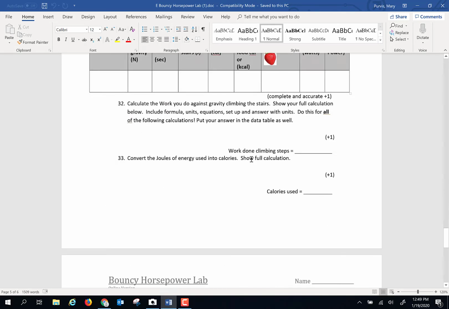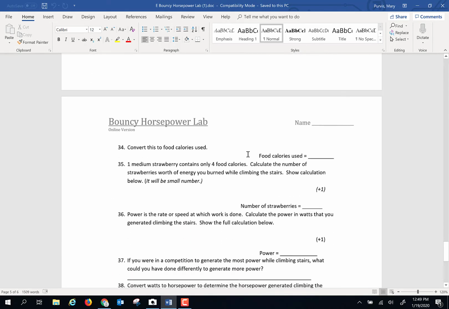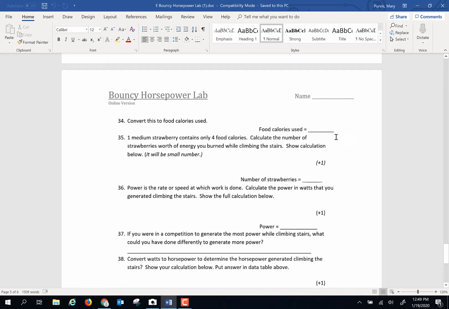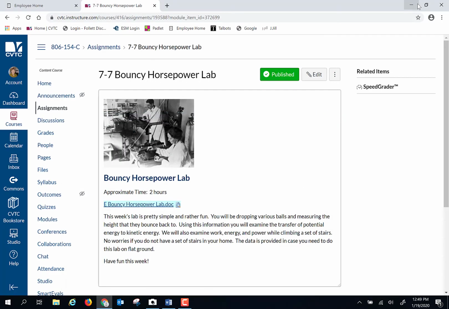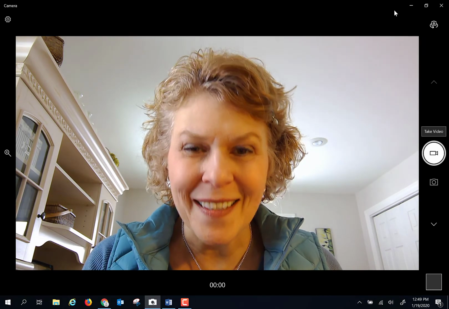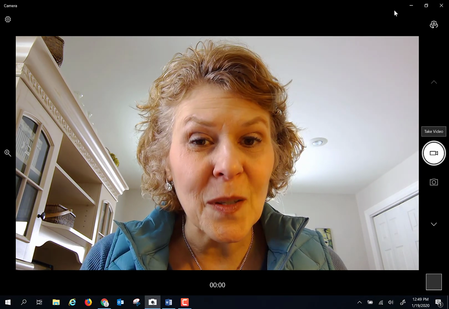Once you've done that, I'm going to ask you to do a couple wacky calculations, like how many food calories do you burn? And then personally, I'm very fond of strawberries. So how many strawberries would you burn if you climbed that set of stairs? And then how many watts of power and horsepower you calculate. So the data taking is very small. Most of this is just practice using the equations that you are going to be looking at through the entire chapter.